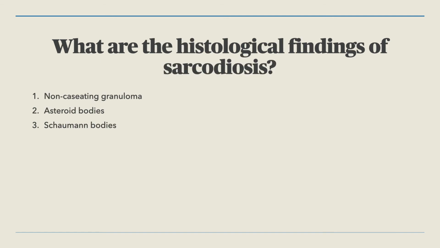Histological findings: there are 3 histological findings in sarcoidosis. Number 1 is obviously the granuloma. If you want to be more specific, a non-caseating granuloma. In case you forgot, that basically means that the central core, the epithelioid histiocyte core, has no necrosis. So it's a non-caseating granuloma. That's number 1. Number 2 is the presence of asteroid bodies and Schaumann bodies.